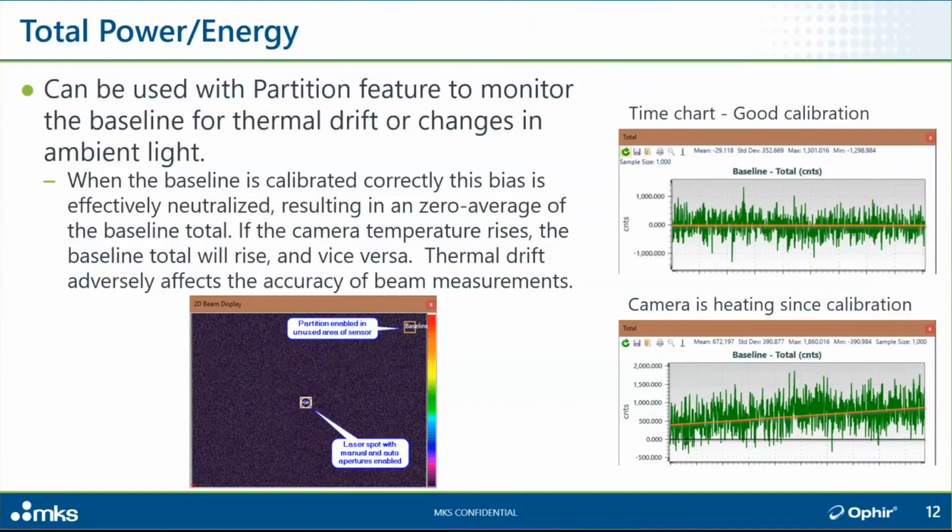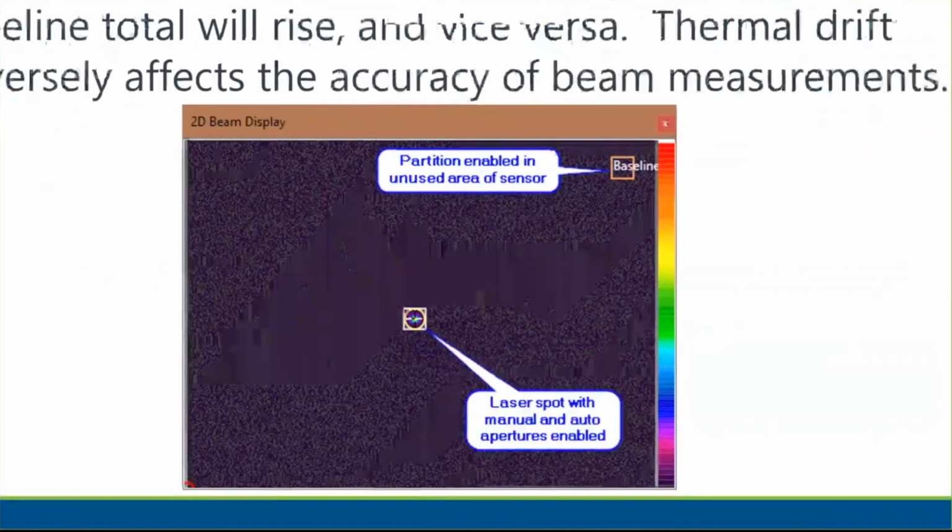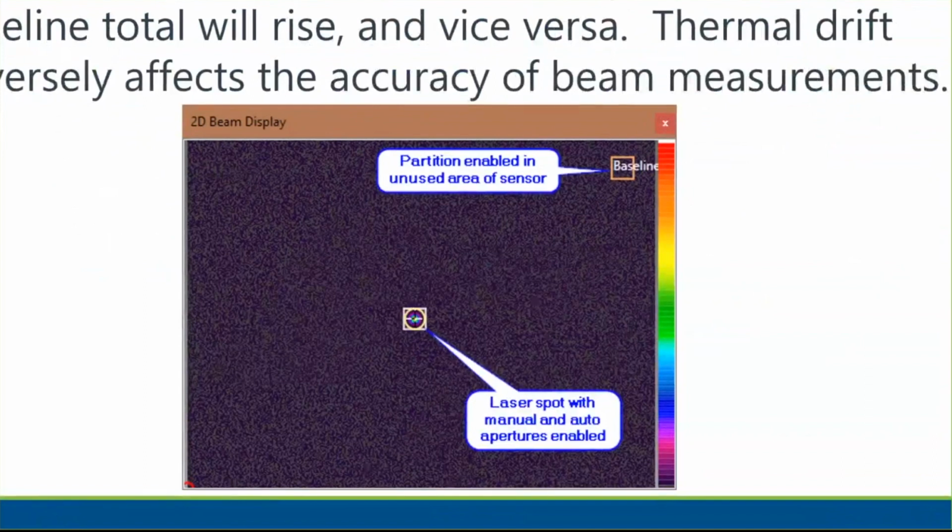So in this case, we have enabled a small partition off in one unused corner of the camera frame, where we have our beam and our apertures enabled over here. Now, normally with a beam such as this, if you were not using apertures, the intensities of these millions of pixels would easily outweigh the laser. The laser signal is only a few 100,000 pixels versus millions. So that's partly why apertures are so important.